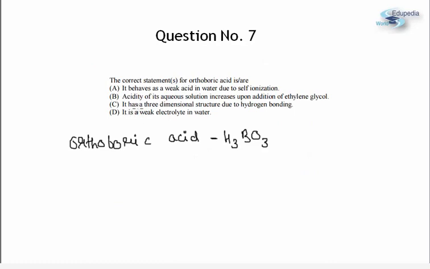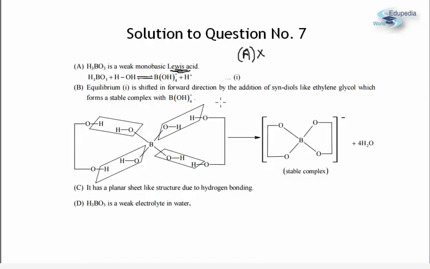Option B states that acidity of its aqueous solution increases upon addition of ethylene glycol. What is ethylene glycol? I'll just roughly draw the structure of ethylene glycol for you. Ethylene glycol, if you all try to remember, is CH2, it is a diol, 2 OH groups. Okay, so this is ethylene glycol. Now what happens when we add ethylene glycol to an aqueous solution of boric acid? I have drawn the products for you.